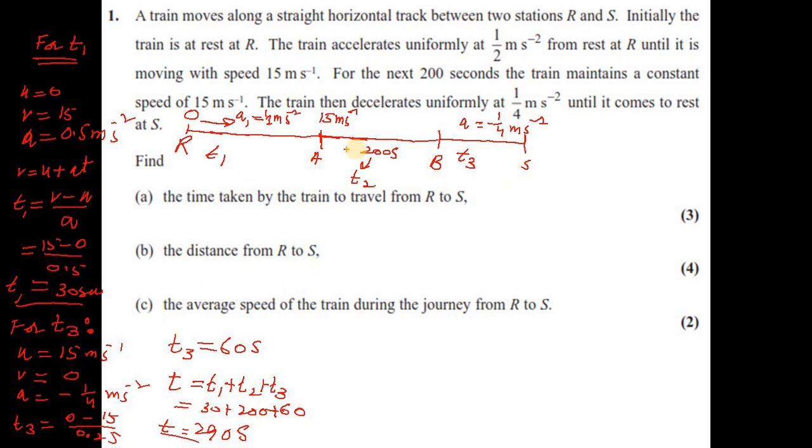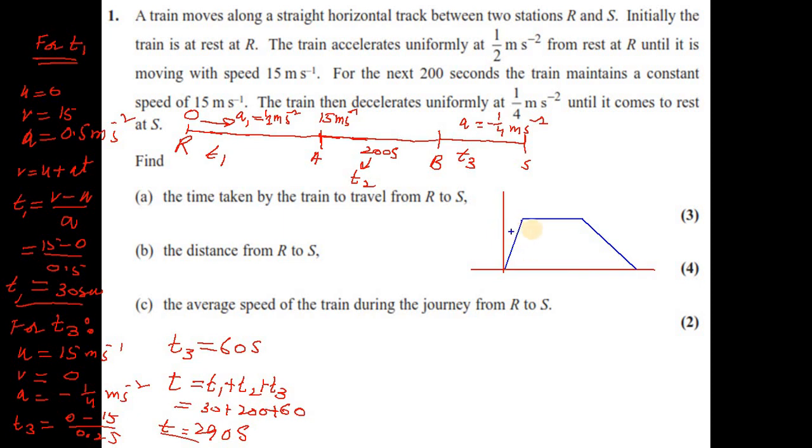The same question you can do with the help of the graph. If you wish, you have two options. So I will just draw the graph. So you can say that this is the velocity axis and then the time axis. In the first interval, the train is accelerating. And then it moves with constant velocity and then decelerates.